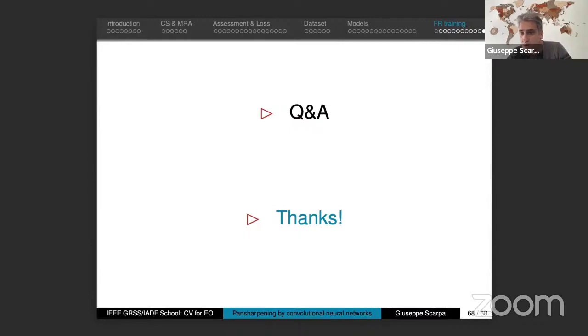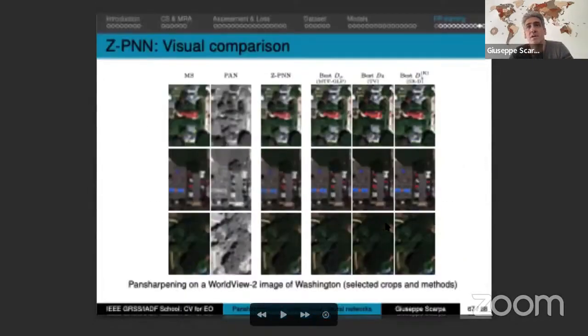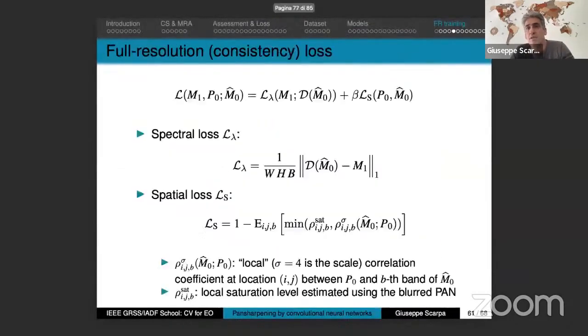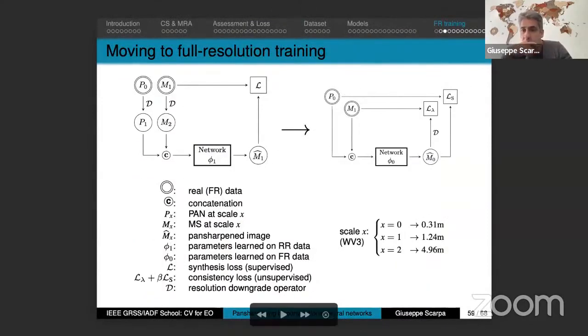Okay, we have a question. The network is trained on scales 1 and 2. Why the inference? Okay. First, I have to go back to slide 59. Yeah, the question is about the training performed on the reduced resolution scale, the scheme on the left, and the student is asking if it is a problem that the network learns on one scale and then infers on another scale.